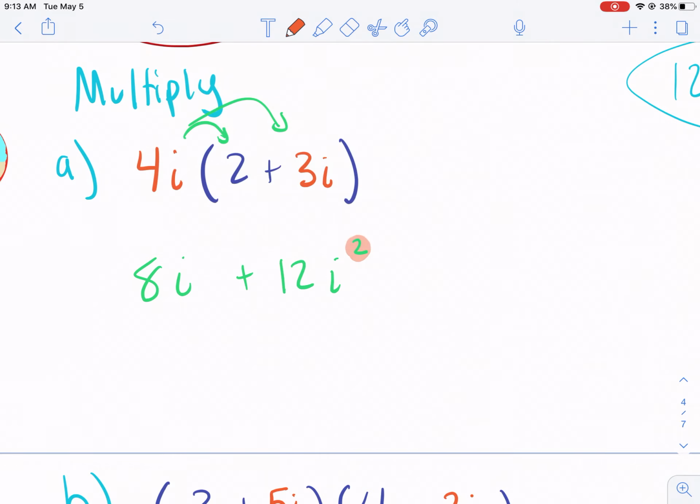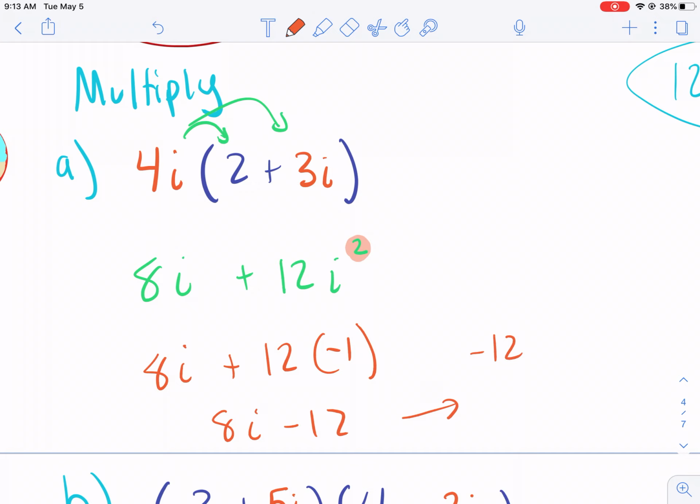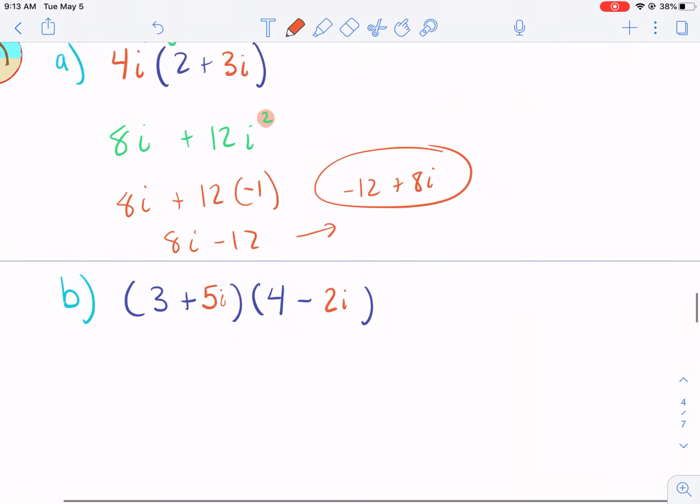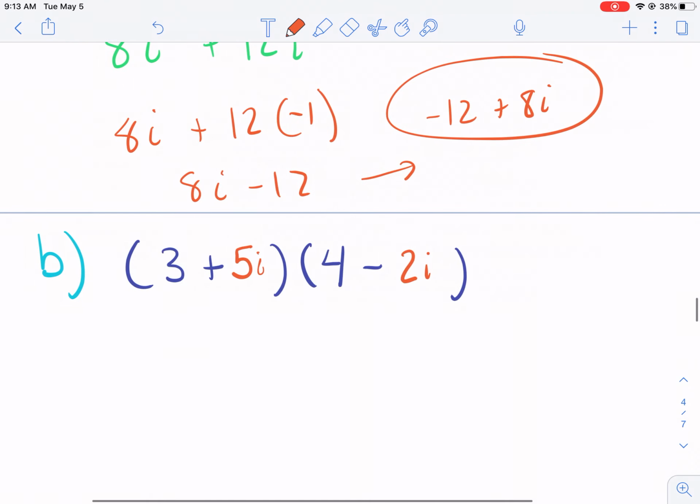So we're going to change i squared to its actual form, which is negative 1. Don't forget to multiply by 12, and then we have 8i over here. So we have 8i minus 12. Again, we should rewrite it with the real part in front. Negative 12 plus 8i. That's our answer. So make sure you guys are careful any time we have multiplication of i.